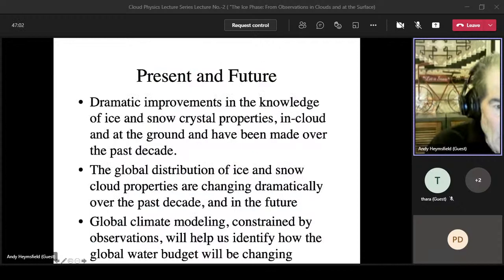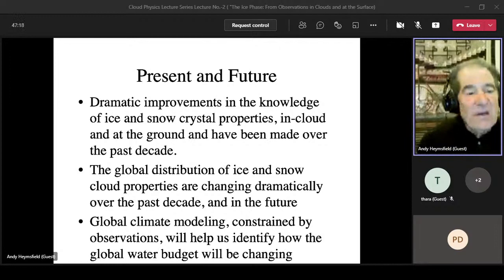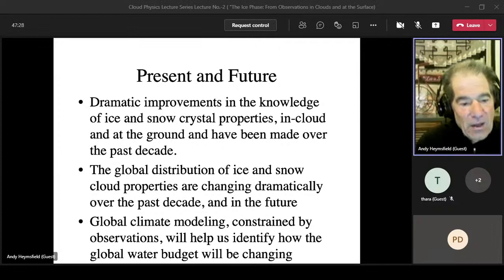So I'm going to summarize, and I've left the references for those papers in my talk. There have been dramatic improvements in the knowledge of ice and snow crystal properties in cloud and at the ground over the past decade. The global distribution of ice and snow cloud properties has been changing dramatically over the past decade and presumably will in the future. Global climate modeling, constrained by observations, will help us identify how the global water budget will be changing.